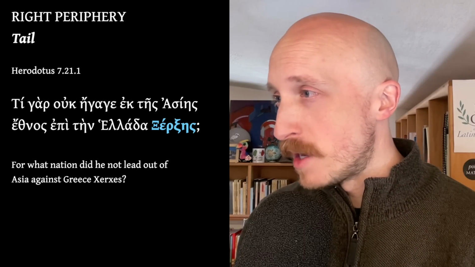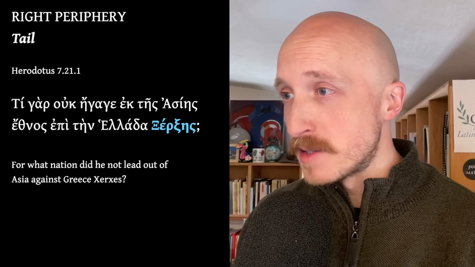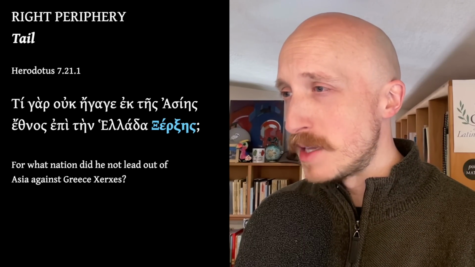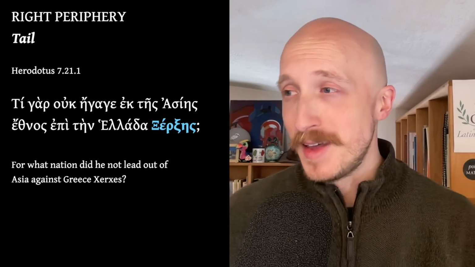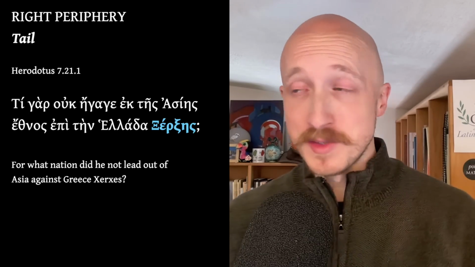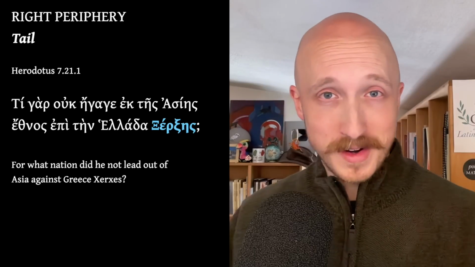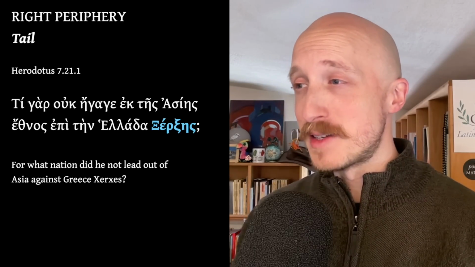So tails are afterthoughts, almost as if one wanted to mention it earlier but didn't get around to it until the end. An example here: Tigaruk egageactes asies ethnos epiten helada xerxes. And honestly, I think that feels very nice. I feel like it really should be there at the end, that final little tail, xerxes.